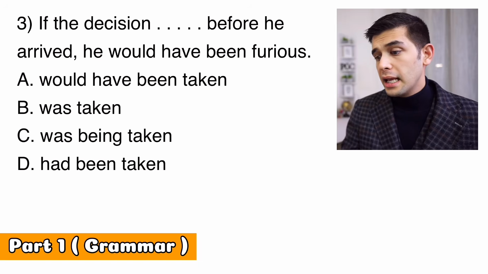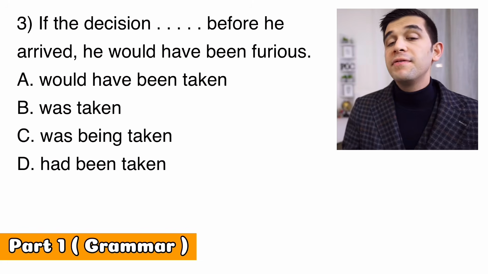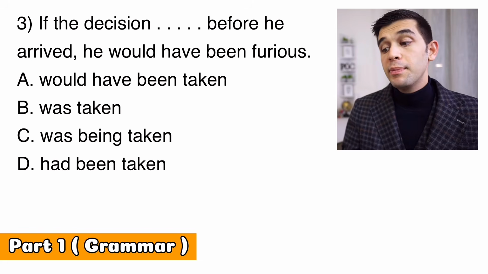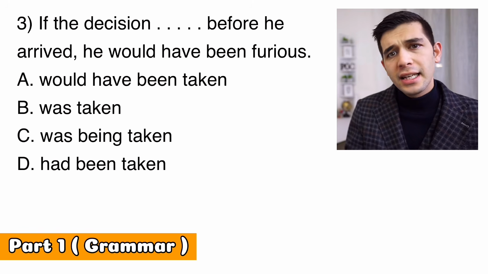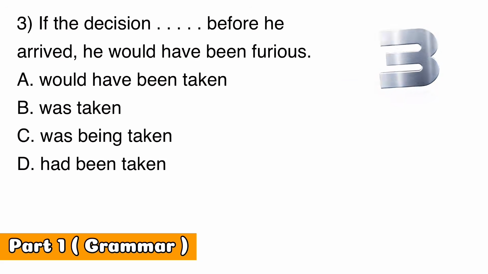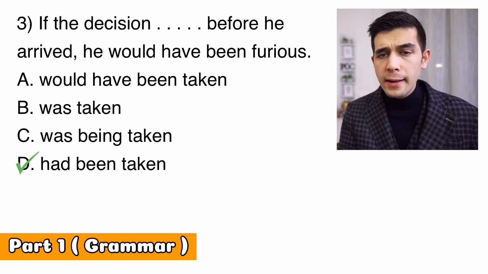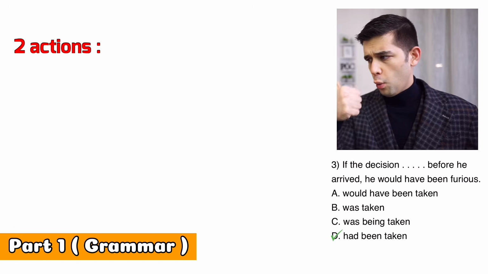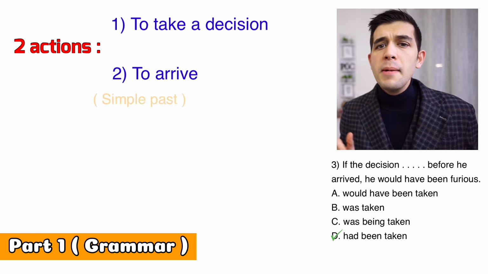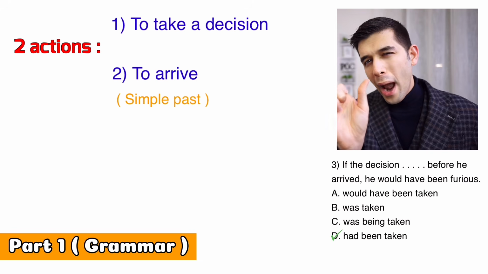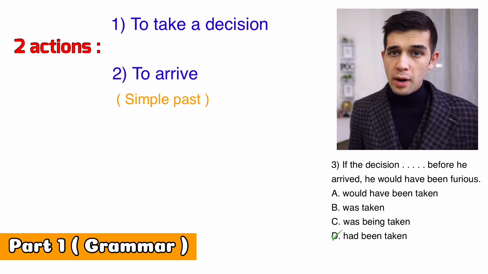Let's move on to question 3. If the decision before he arrived, he would have been furious. Would have been taken, was being taken, had been taken. Excellent, had been taken. But why? Well, here we have 2 actions. 1 is to take a decision and 2 is arrive, right? Now, arrive is simple past, correct? When was the decision taken? Was it taken before he arrived or after he arrived?